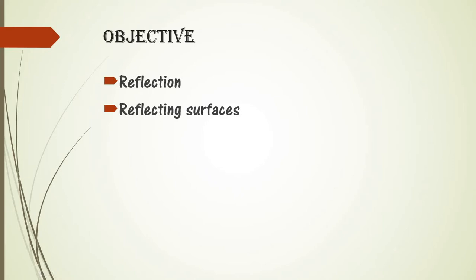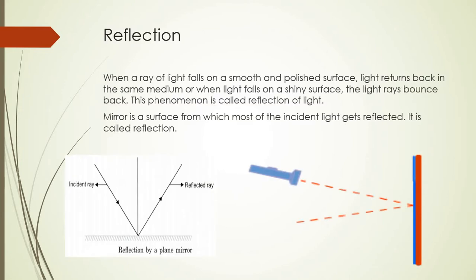So as we know, light travels in a straight path, that is the rectilinear propagation of light, and due to that it shows one phenomenon that is called reflection. Let us study what reflection is. When a light ray falls on a smooth and polished surface, light returns back in the same medium, or when light falls on a shiny surface, the light rays bounce back, and this phenomenon is called reflection of light.